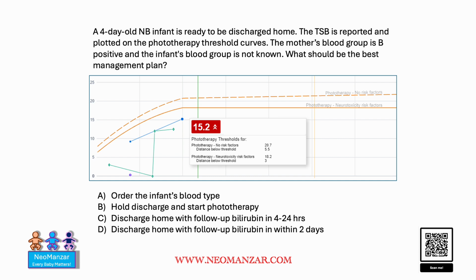So here we have a 4-day-old newborn infant who is ready to be discharged home. The total serum bilirubin is reported and plotted on a phototherapy threshold curve using an EHR. The mother's blood group is B positive and infant blood group is unknown. What should be the best management plan?